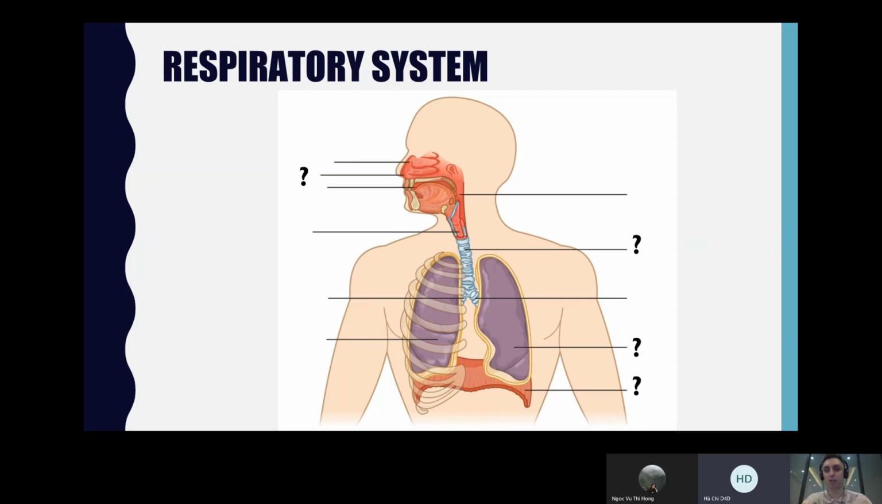Remember, it controls the lungs, controls the size of the lungs. So whereabouts will it be? It has two tubes connected to the lungs, right? The diaphragm is a muscle that controls the size of our lungs. It makes them bigger and smaller. So where must it be?